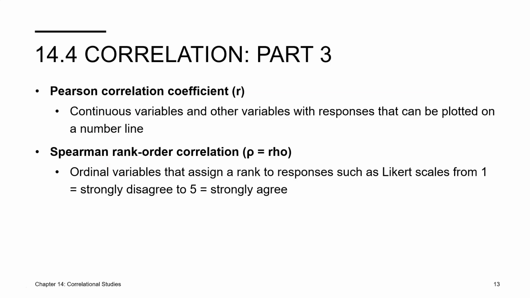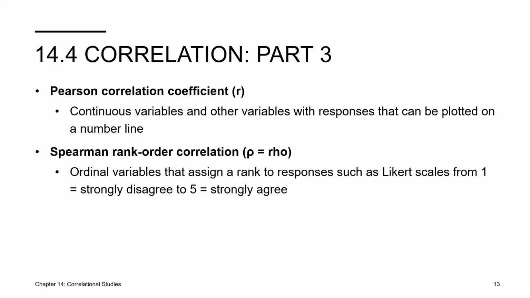There are two different statistical measures that are calculated for correlation. The first one is a Pearson correlation coefficient, and this is used with continuous variables and other variables with responses that can be plotted on a number line.